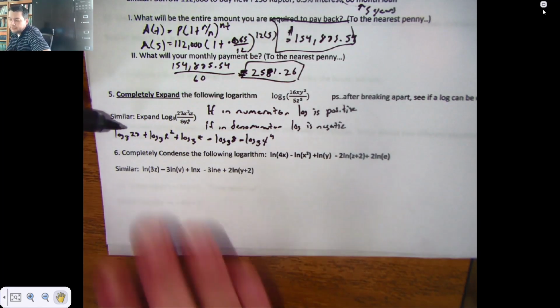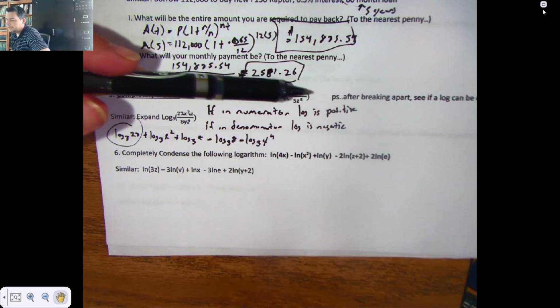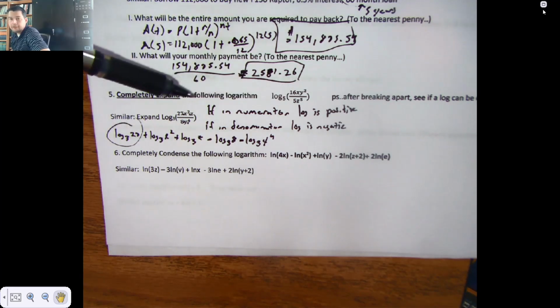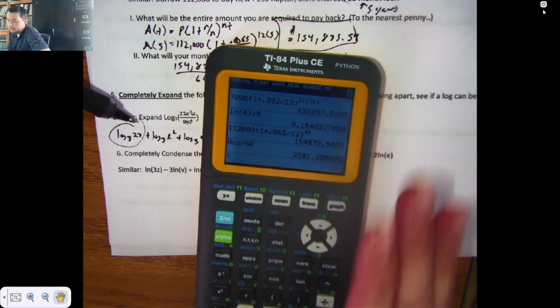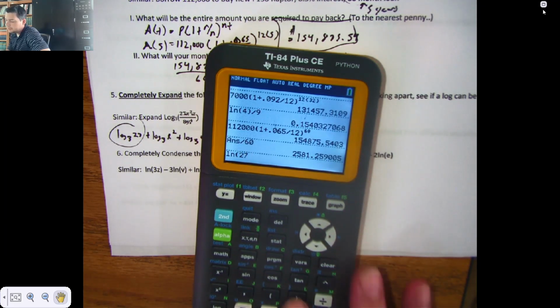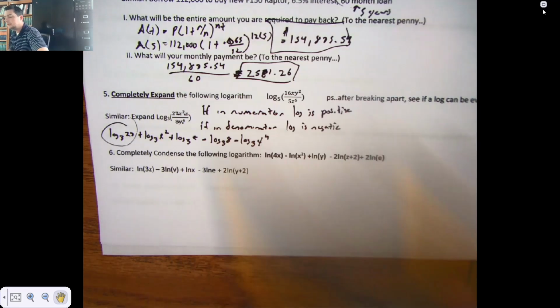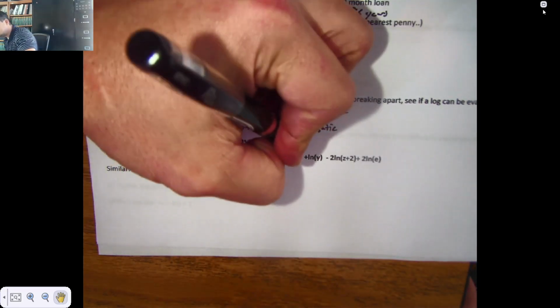Now, this thing right here, that's 3. That is, what power of 3 creates 27? It's 3. And it even says, if after breaking apart, see if a log can be evaluated. If you don't know how to read a logarithm, you can use change of base. ln 27 over ln 3 is going to be 3. So that leading piece is a 3.